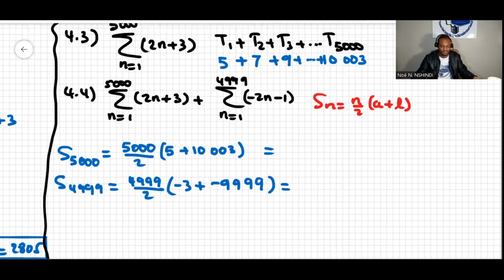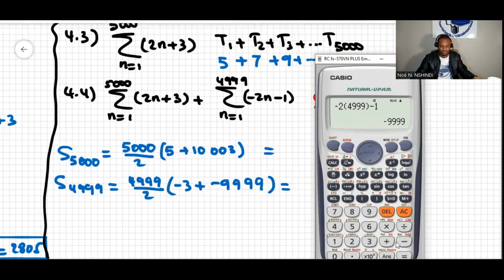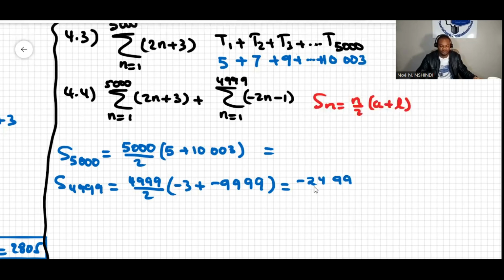Because I have this in the calculator, let's first do this one. So negative 3 will be that, times now by 4,999 over 2. This is negative 24. How many nines? 1, 2, 3, 4, 5, 6. So negative 24, then 1, 2, 3, 1, 2, 3.